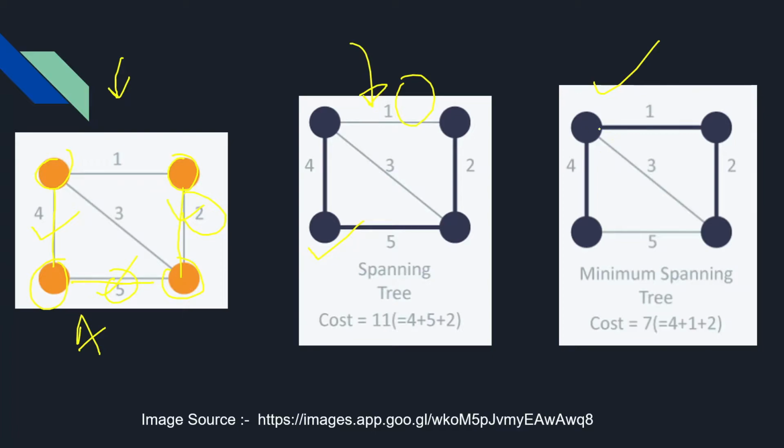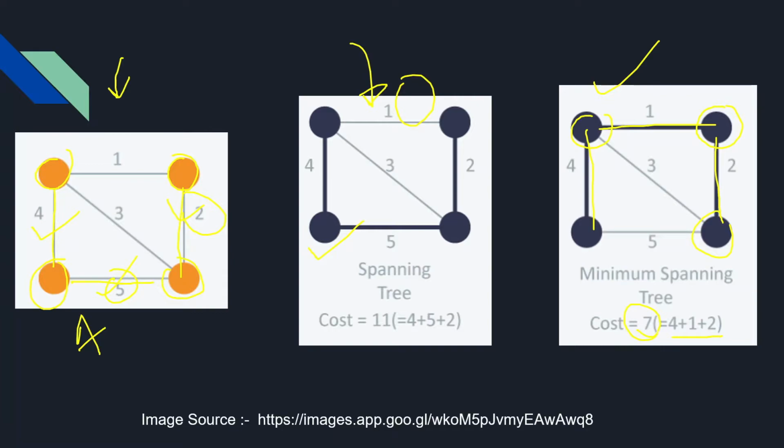If I include the edges 1, 2 and 4, again the properties of the spanning tree will be satisfied, which is all the vertices should be included and it is acyclic, and its cost will be 4 plus 1 plus 2, which is 7, and it is minimum among all the spanning trees.